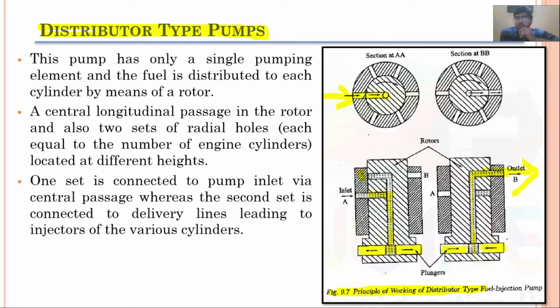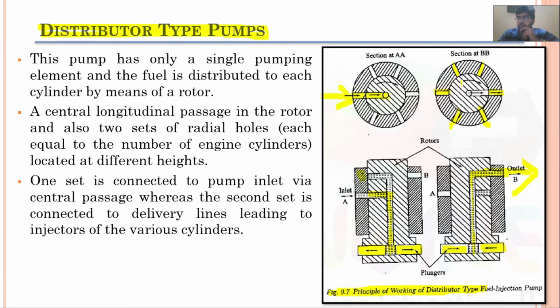This is how the distributor type pump usually operates. For a single cylinder it is quite easy to understand, but for the multi-cylinder you can see here that we have a number of outlet passages. We have 6 outlet passages. It means that this distributor system is for the 6-cylinder pump, meaning we have 6 outlets.